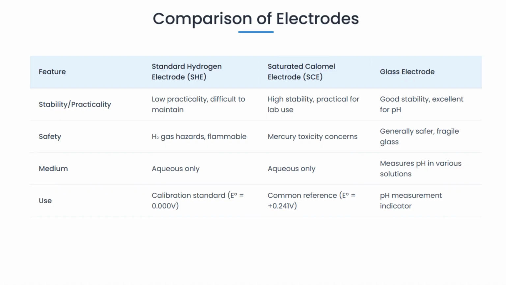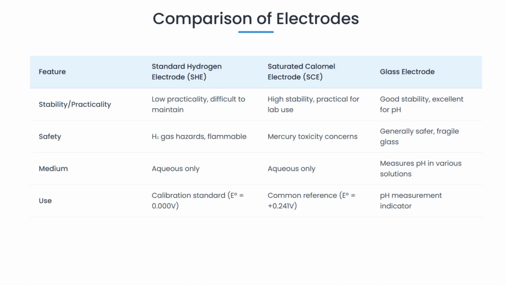We have a table comparing 3 electrodes: the Standard Hydrogen Electrode, the Saturated Calomel Electrode, and the Glass Electrode. Looking at stability and practicality, the SHE has low practicality and is difficult to maintain. The SCE has high stability and is practical for lab use. The glass electrode has good stability and is excellent for pH measurements. For safety, the SHE has hydrogen gas hazards, which are flammable. The SCE has mercury toxicity concerns. The glass electrode is generally safer, though its glass membrane is fragile.